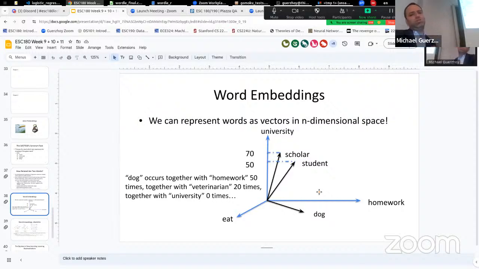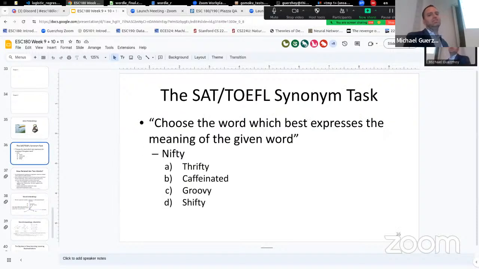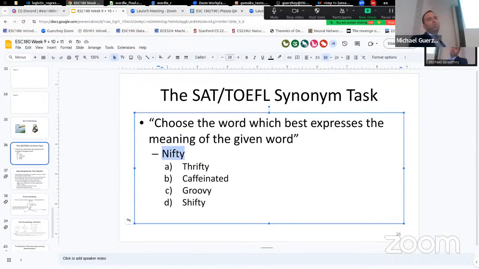So now we need to actually operationalize it. So what we are looking for is we have, remember, an input, kind of like that. And we want to say, well, which word is Nifty the most similar to?